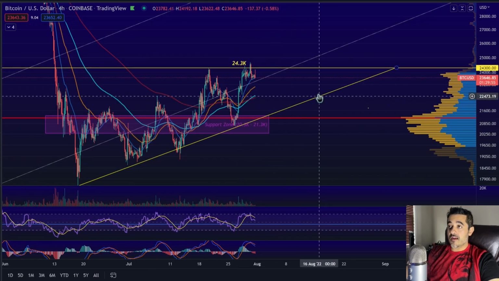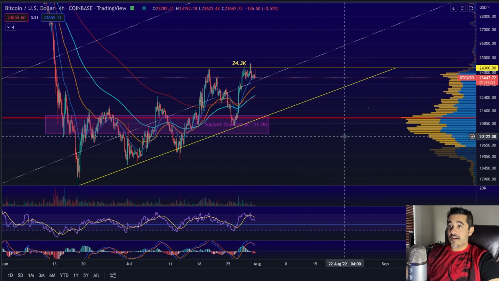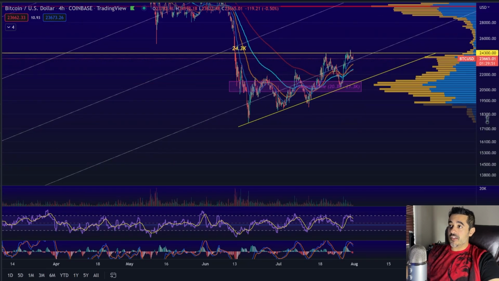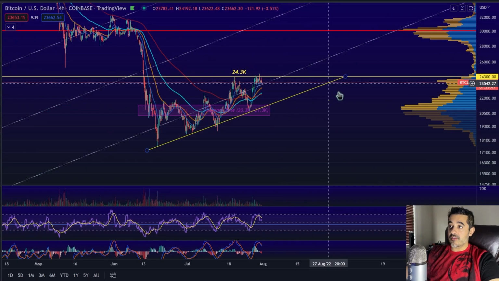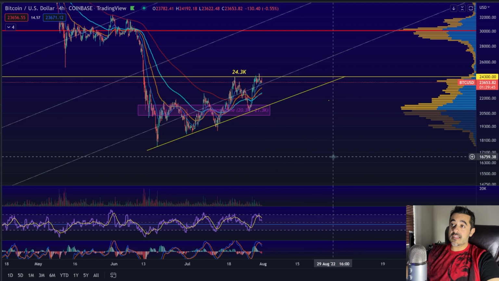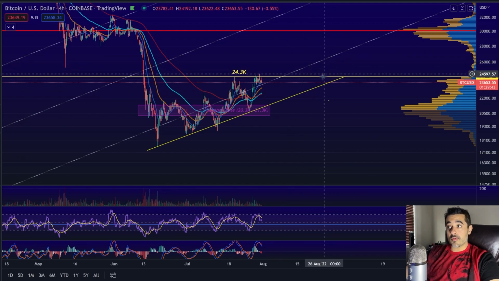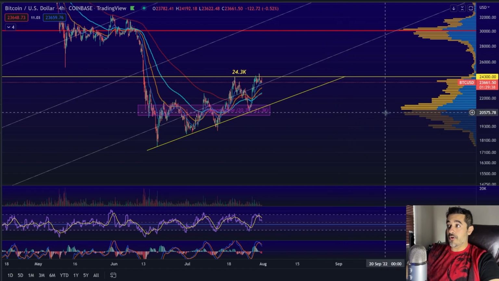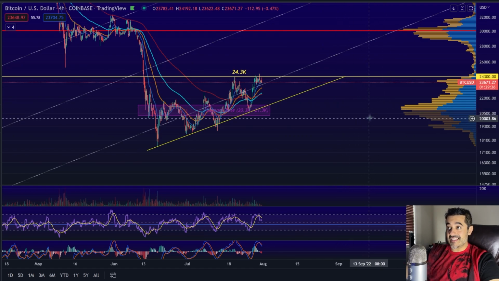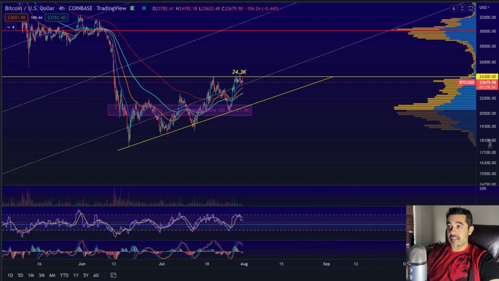Now, when we come here, we could break out of this pattern. Ascending wedges could go either way, really. We could break out to here, and then we could fall from this too. So I'm not going to say 100% that we're going to break out to the upside, because this tells me that the opportunity for us to go down again back to 20K does exist, right? Until I see something different.